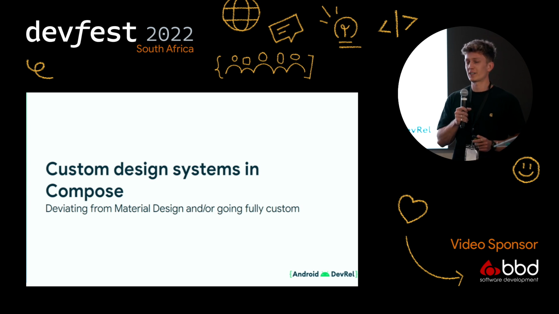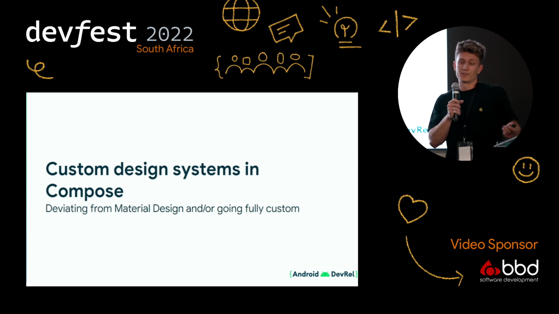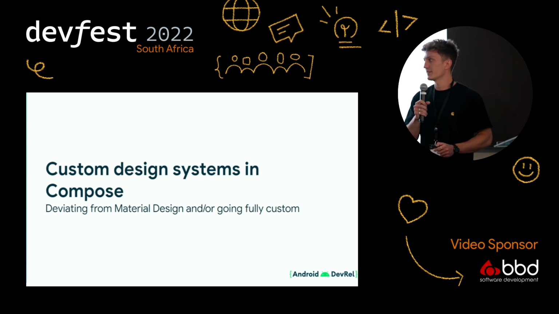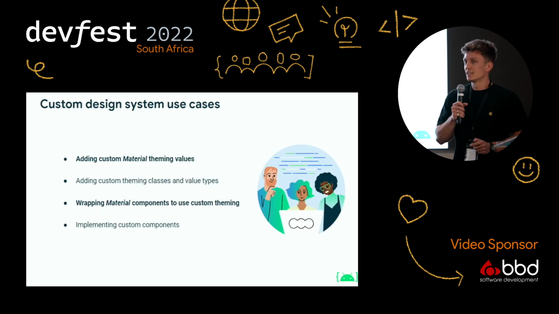So we're going to take a brief look at how to do that in Compose, because the Material Design library is intended for you to use it almost as the standard Material Design spec, but in reality, most people actually need to deviate from that a bit and do what we used to maybe call, in views and XML, custom theming. What use cases are involved in custom design systems?